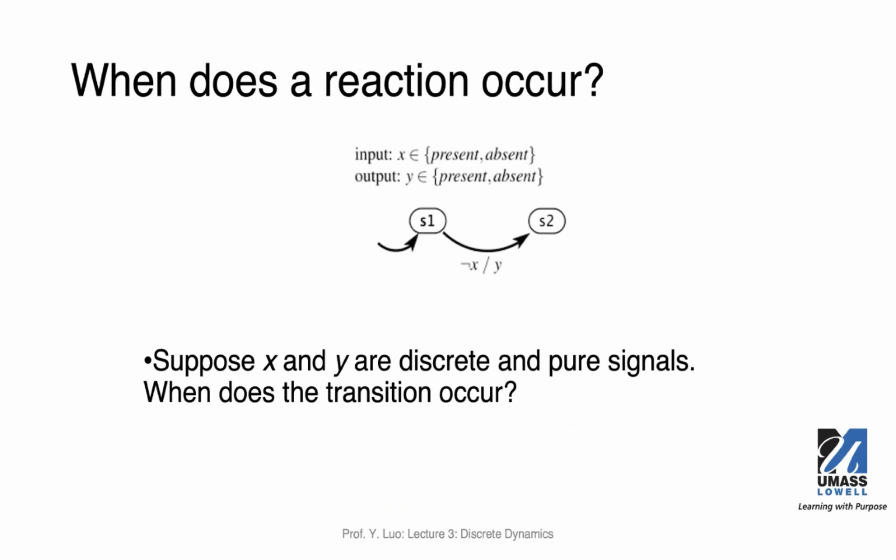Now, let's look at a very similar state machine, almost the same, except that in this case, on this arrow, the label is not X/Y. The question here, well, let's suppose X, Y, again, discrete and pure signals. When does this transition occur? When X is absent.